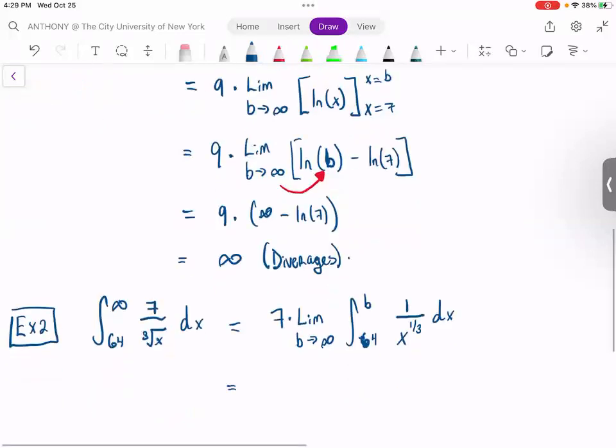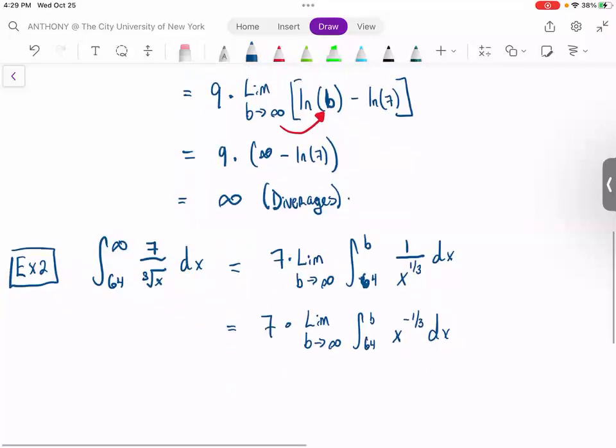If you bring that up into the numerator, you're going to get 7 times the limit as b approaches infinity of the integral from 64 to b of x to the negative 1/3 dx. Now, this is something that we can integrate, right? You just apply the power rule for integration. You add 1 to the exponent and then divide by that sum. So what is negative 1/3 plus 1?